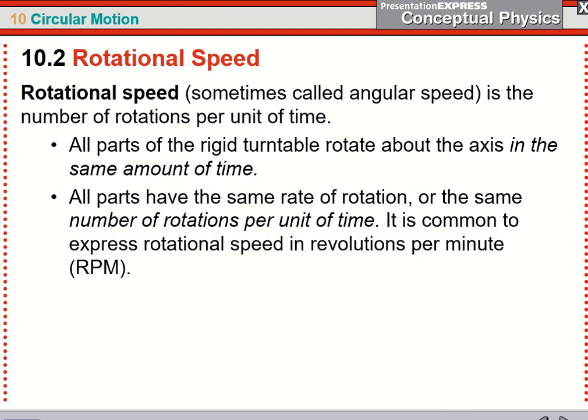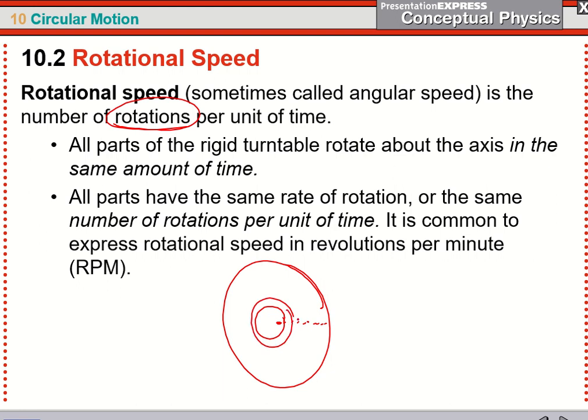All right, let's look at rotational speed. Rotational speed is sometimes called the angular speed, and it is the number of rotations per unit time. All of the parts of the turntable rotate about the axis in the same amount of time. So all the little particles that make up this turntable are going to go around in the same amount of time. However long it takes this one to go around, that's the same amount of time that it takes that one to go around.